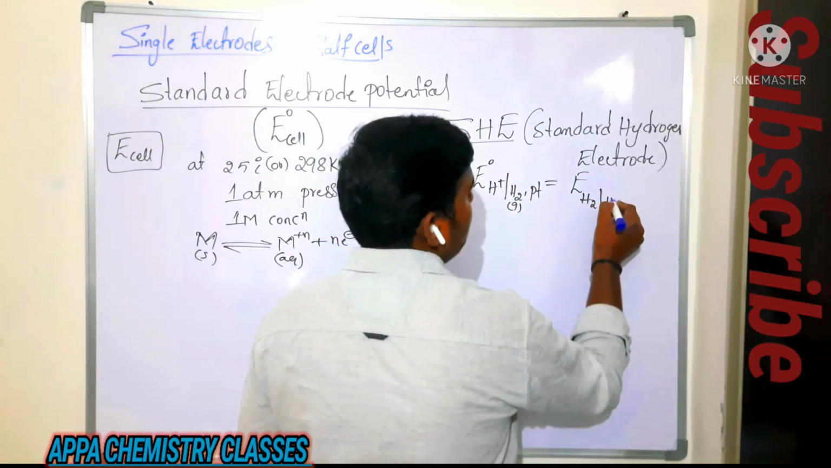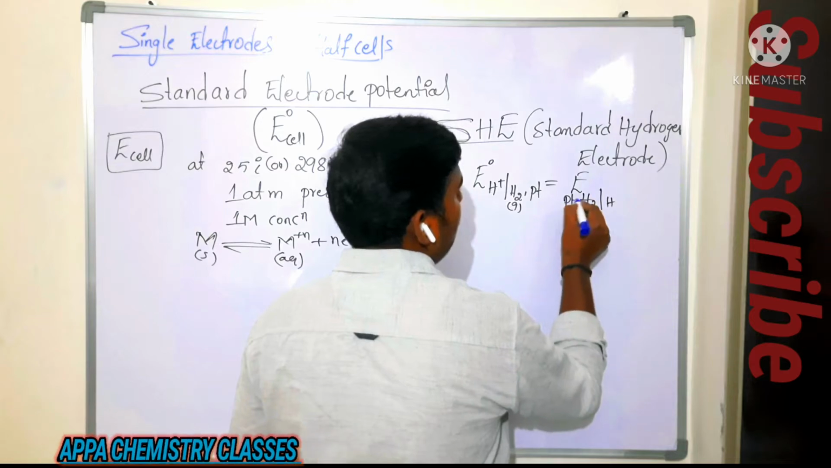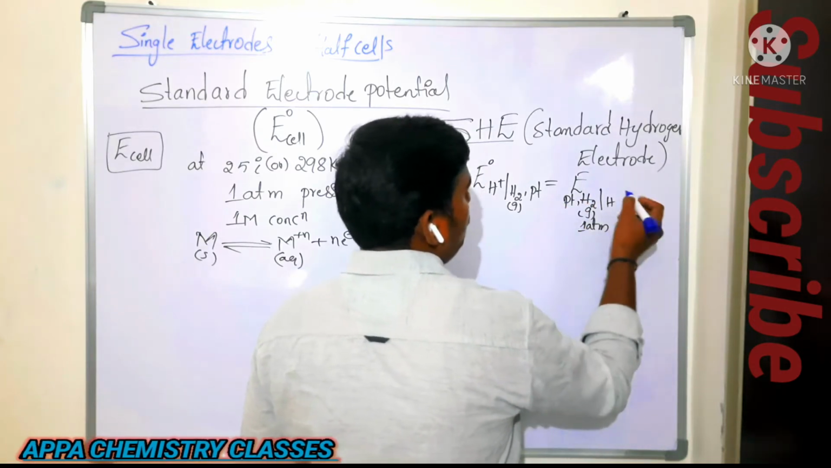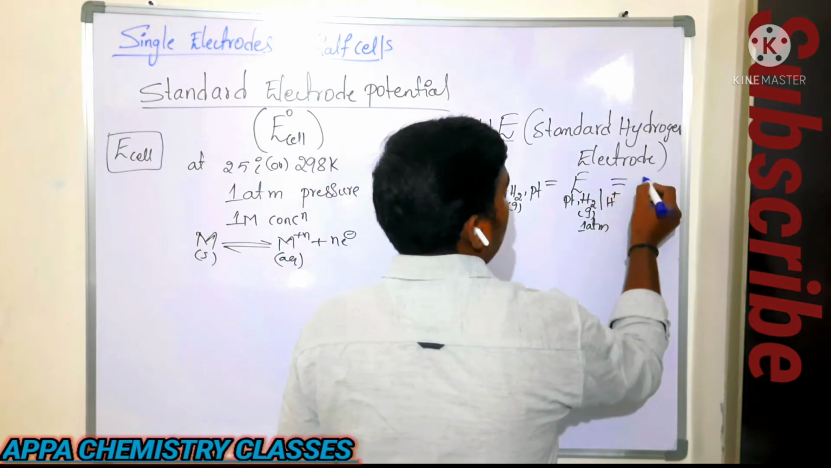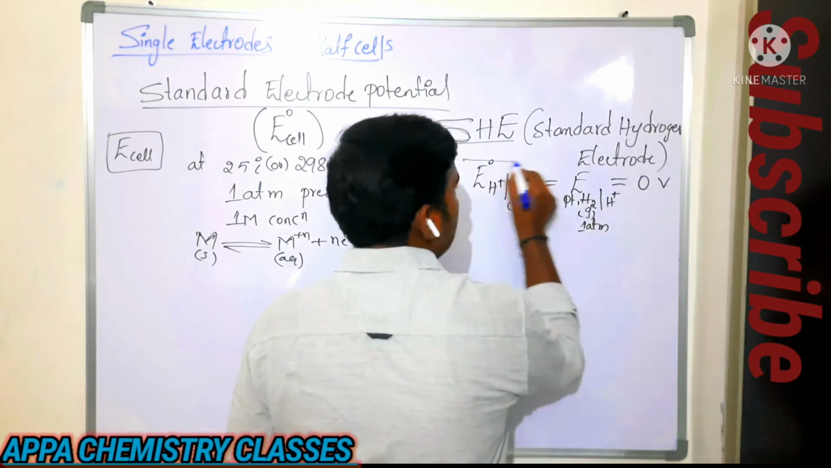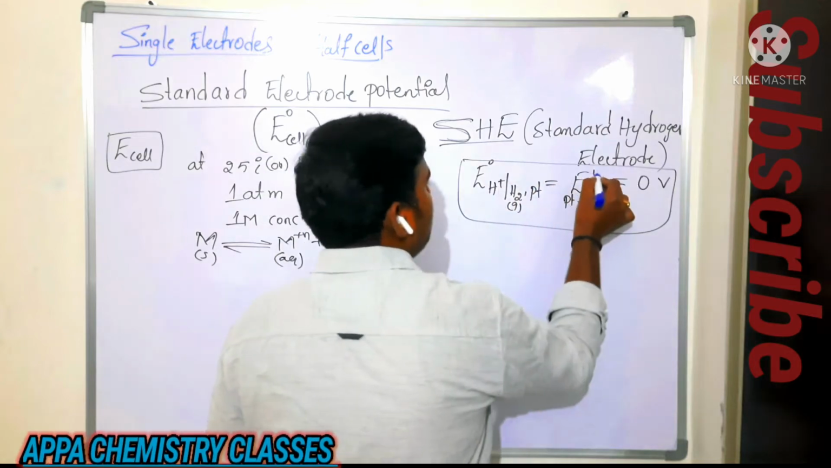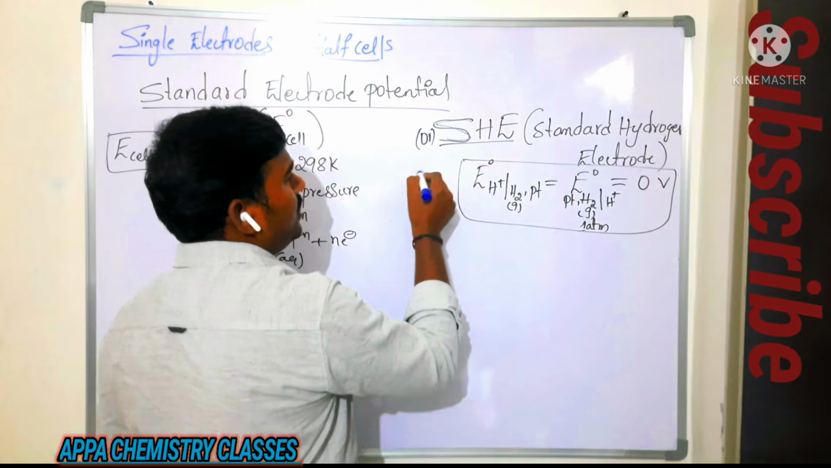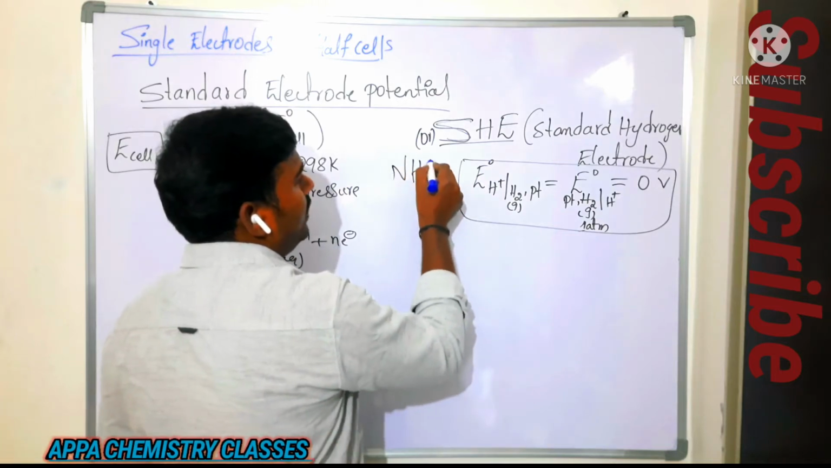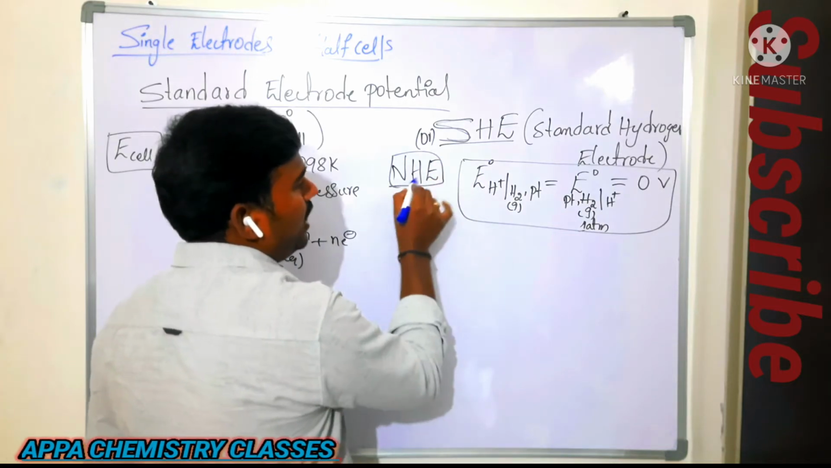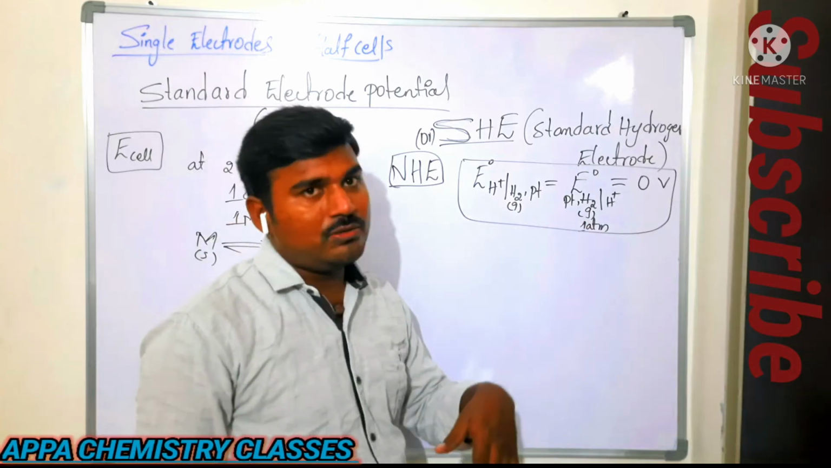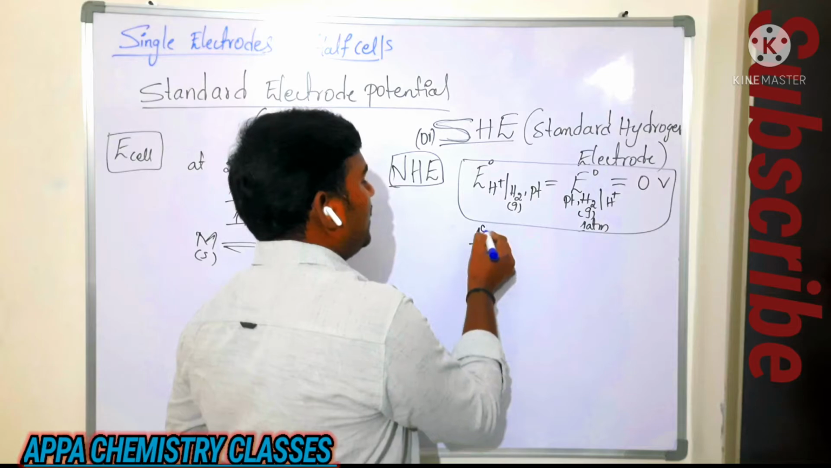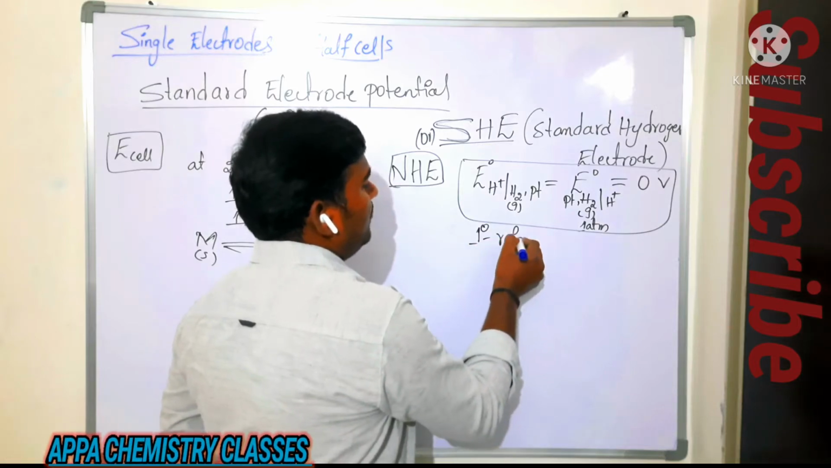So H2 to H plus, with platinum, we have to write. The gas is at 1 atmosphere pressure, so both should be equal, equal to 0 volts. For that reason it is taken as SHE, or normal hydrogen electrode. It is also called normal hydrogen electrode, whose electrode potential is taken as 0. So it comes under the primary reference electrode.